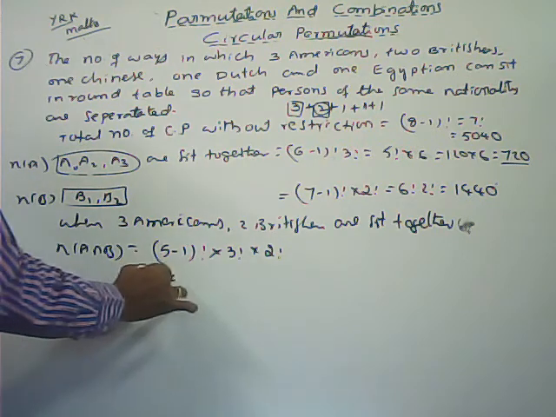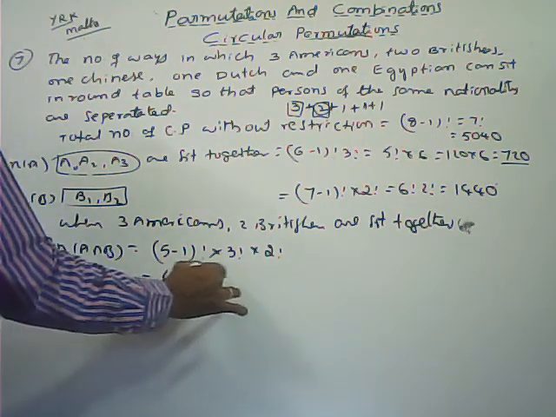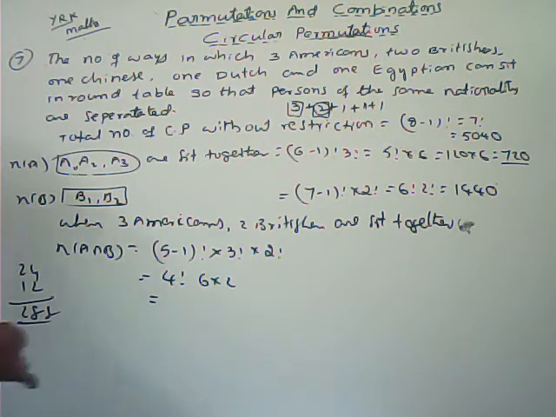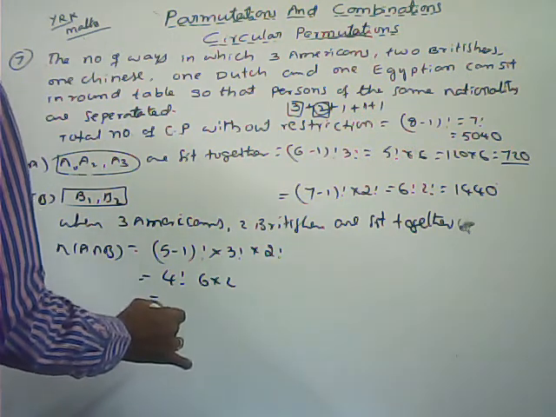This is 4 factorial into 6 into 2. This is 24, 24 into 12, 288. That is the 288 we are getting.